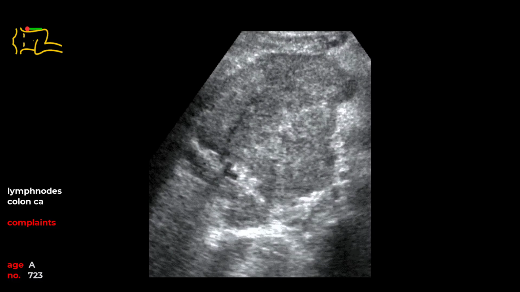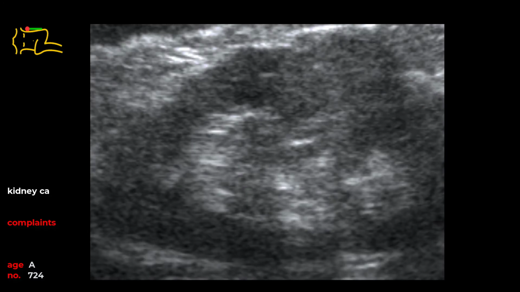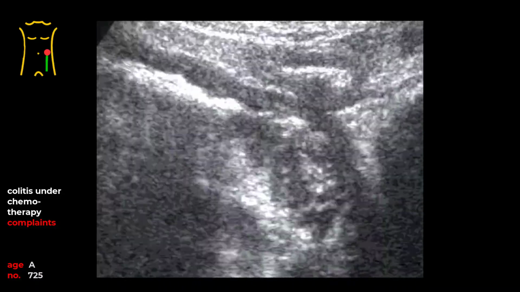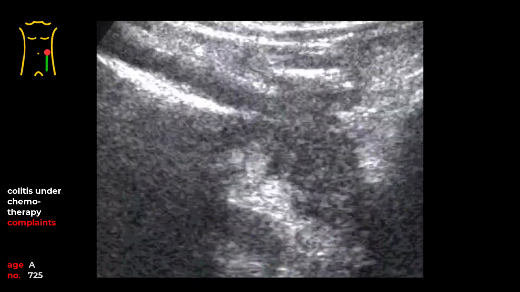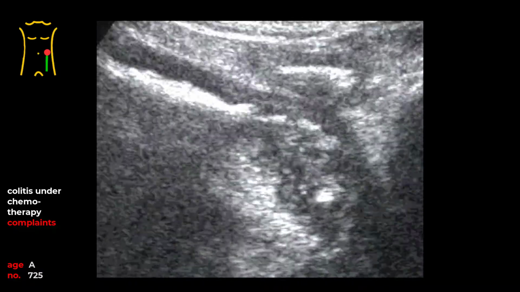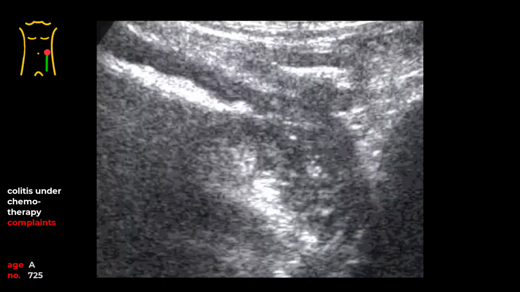In 723, please observe the big lymphadenopathy. And in 724, a not so really seldom incidental finding, a kidney carcinoma. In 725, we return to the topic of colitis, now in the sense of a chemotherapeutically induced colitis.